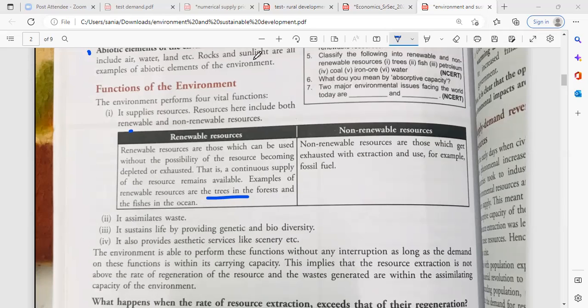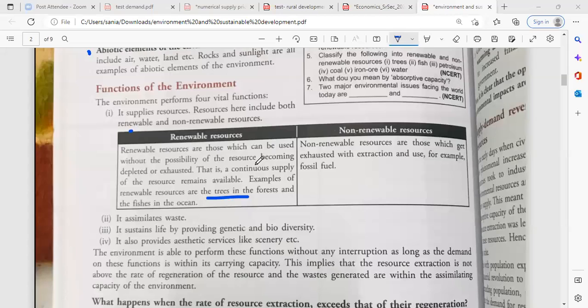Ma'am, but in renewable, we need air and sunlight. Yes, those can also be finished. Renewable is basically, for example, fishes in the ocean. They will produce one after another. Similarly with the trees, there are so many trees. But fossil fuels are very limited already. If you use them in a very large amount, then they will be extinct. You won't be getting any fossil fuels.